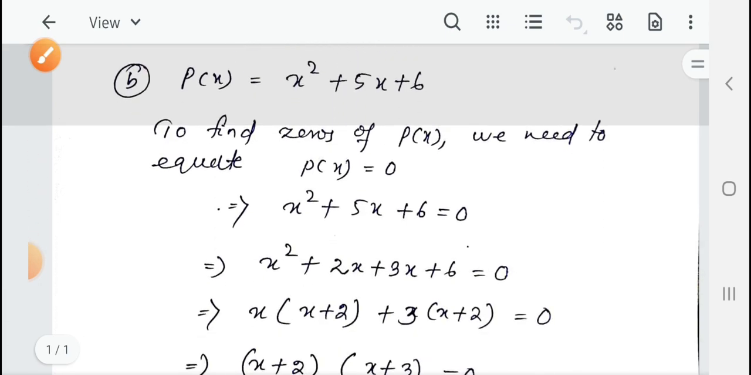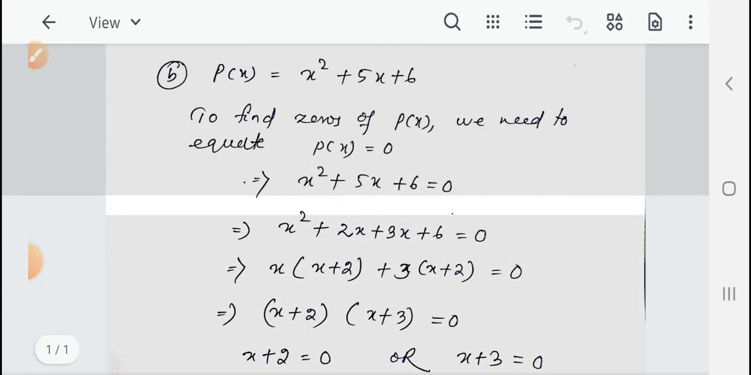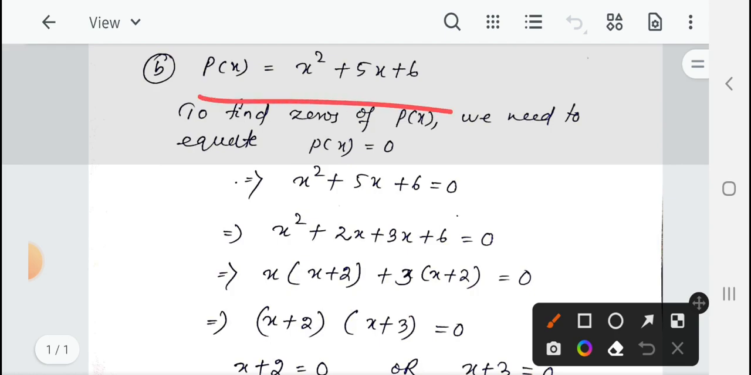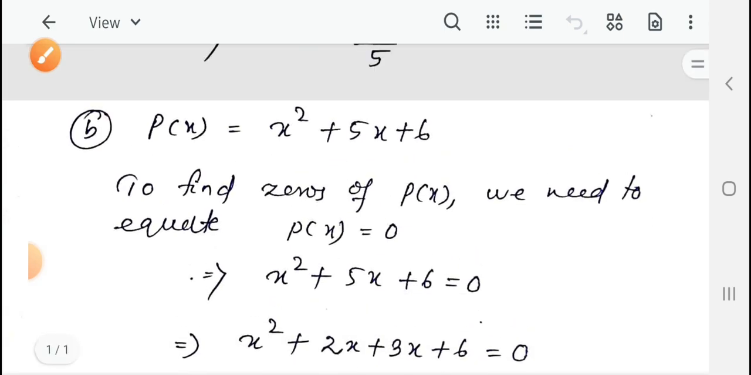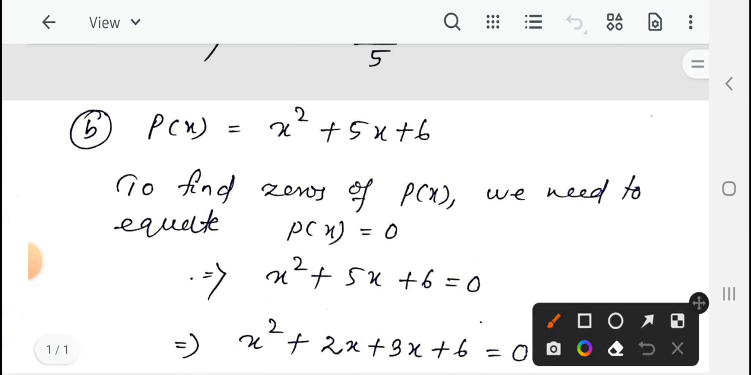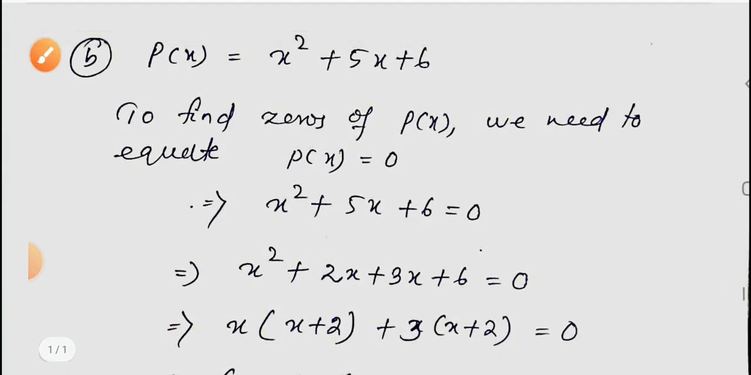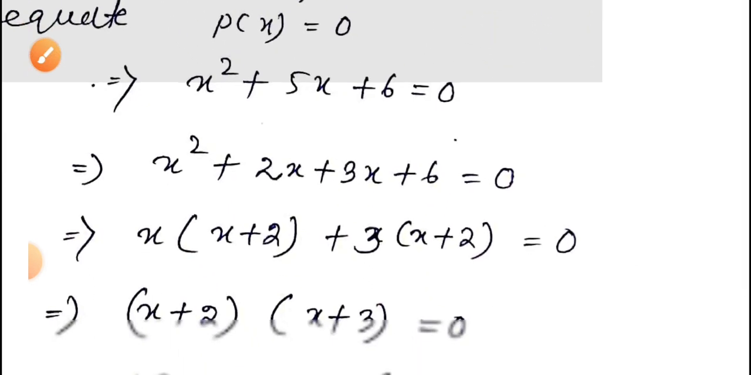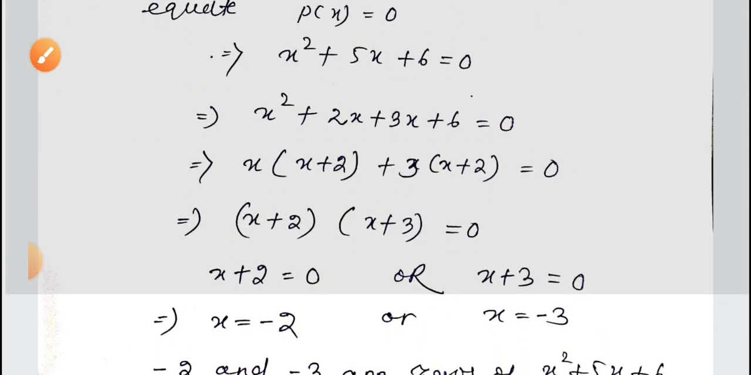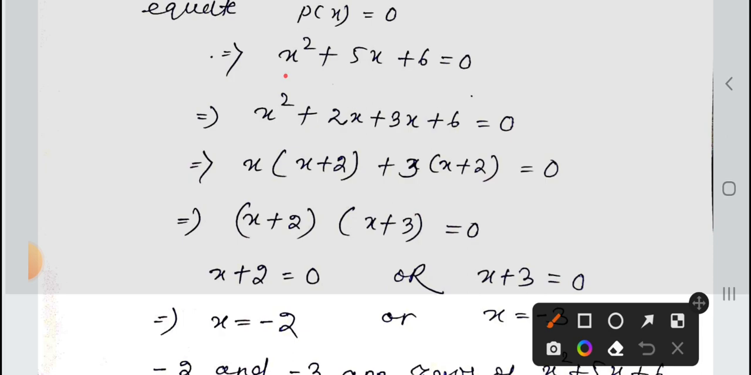Let's see one example for quadratic. Here we are taking a quadratic polynomial x square plus 5x plus 6. And how to find the zero? The same process. To find zeros of p(x), we need to equate p(x) equal to 0. That means we will try to find for which value of x the p(x) becomes 0. So x square plus 5x plus 6 equal to 0. This was the polynomial, and we have equated it to 0.